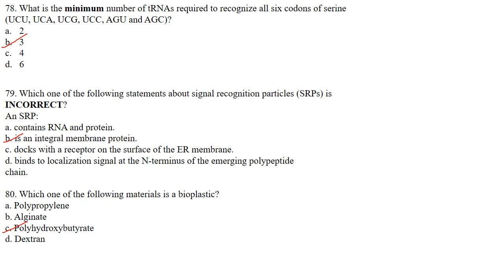Then next one, which one of the following statements about signal recognition particle, SRP, is incorrect? If you see, option B, that it is an integral membrane protein, is incorrect, because the SRP receptor is the integral membrane protein, not SRP. SRP, that is signal recognition particle, is not an integral membrane protein. Then next one, which one of the following materials is a bioplastic? It is polyhydroxybutyrate.